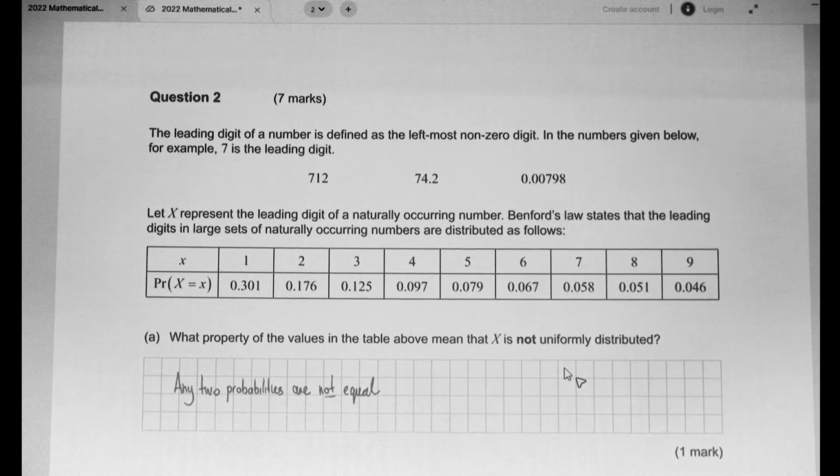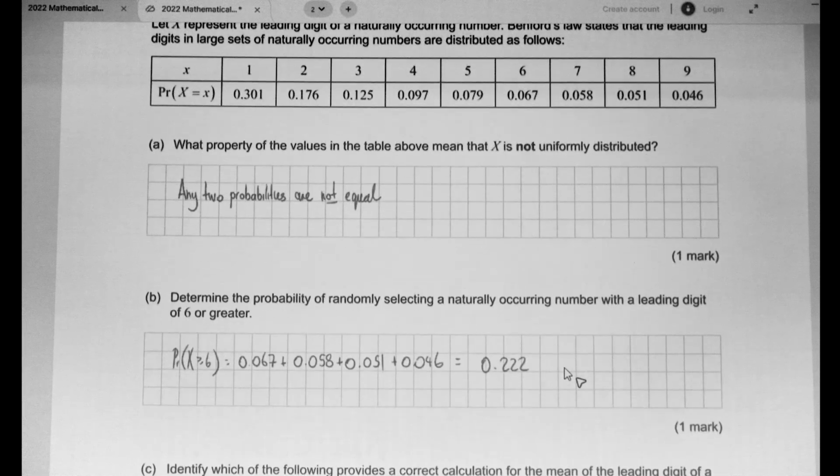Question 2. Okay, so we've got some statistics going on, probabilities going on. Part A, as long as they had words to the effect that the probabilities were not all the same, that there were 2 probabilities that weren't equal, something like that, they got the mark. Part B, now, it was 1 mark. So they could just put down 0.222 and get that mark. We would love to have seen evidence of them adding the 4 component bits from the table.